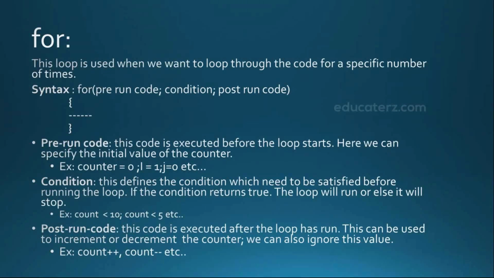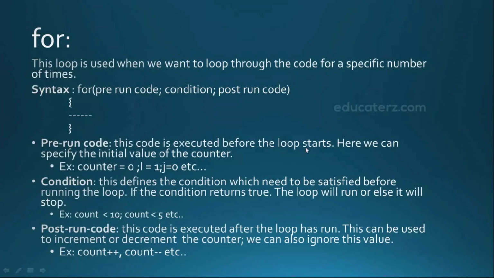This loop is used when you want to loop through the code for a specific number of times. This means, let's say you want to iterate through a loop 5 times or 10 times, a specific number of times. The syntax is here. It will start with the for keyword, and then you need to declare 3 parts: pre-run code, condition, and the post-run code. Then the braces, in which we'll write the code that will be running through this loop.